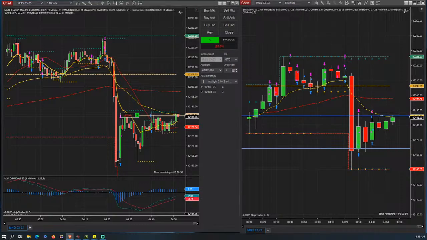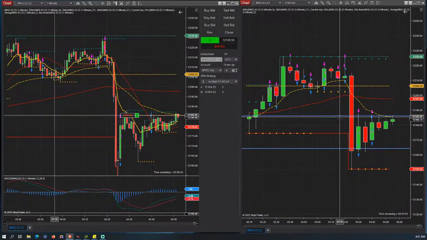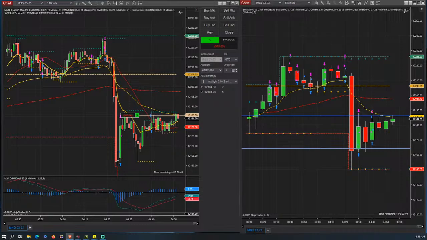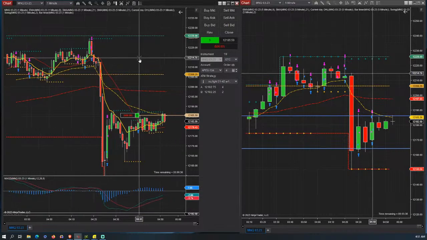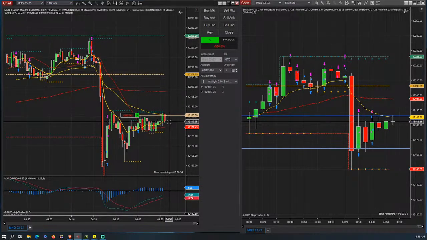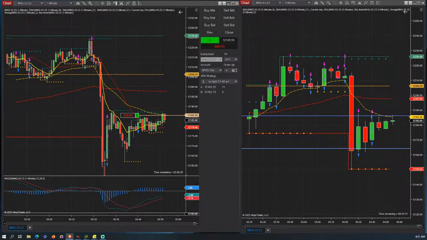You know, let your winners run, but is this a winner? Or is this just faking me out here? This position is totally wasting my time. It's wasting my time. I could have been scalping the shit out of something else right now, or I think that was a false move up.